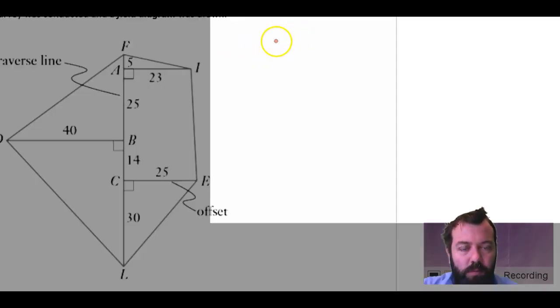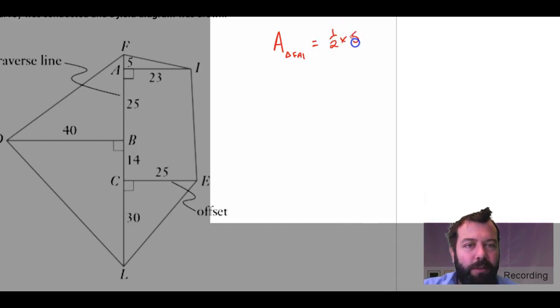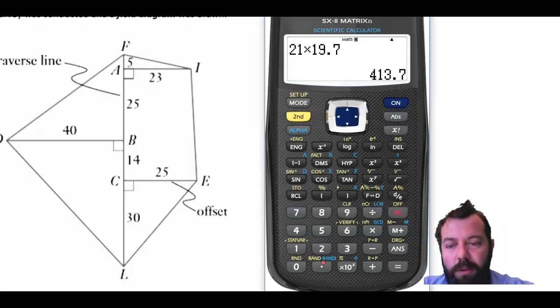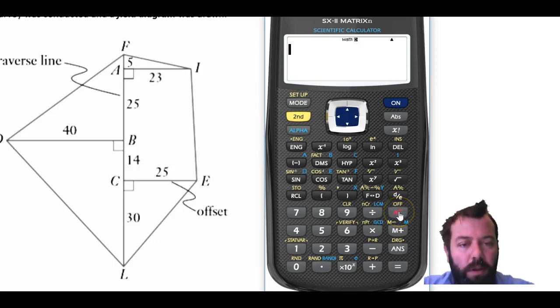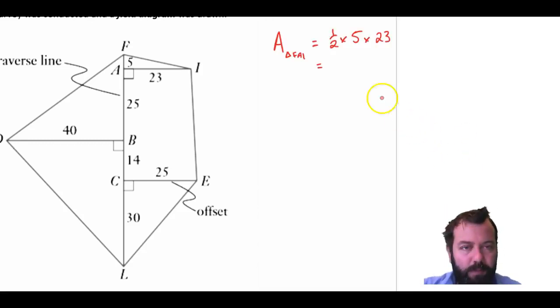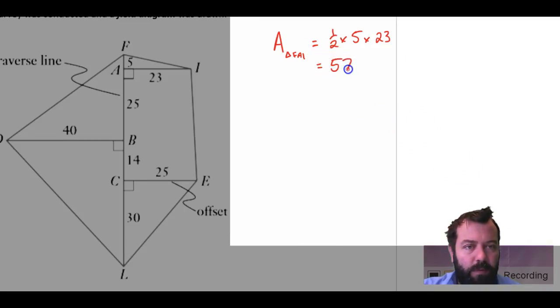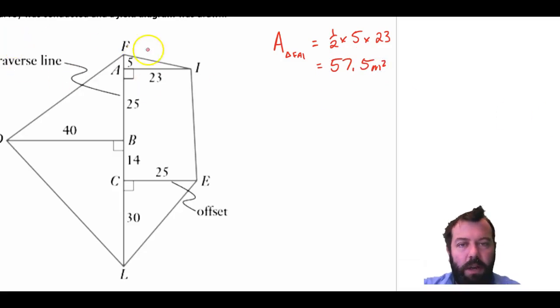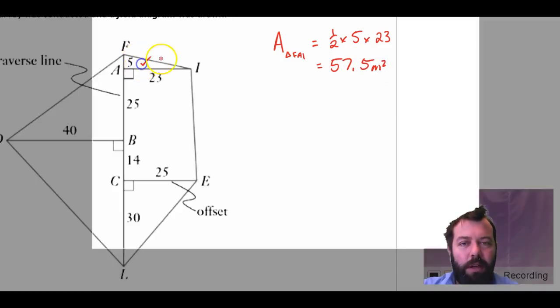I'm going to say the area of triangle FAI is equal to half the base times the height. Half times 5 times 23. Half, 0.5 times 5 times 23 equals 57.5 square meters for that little one. Okay, so this here, 57.5. I'll put a little tick there because we've done this one.